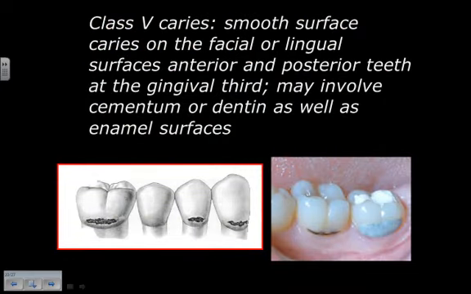Class 5 caries refers to smooth surface caries on the facial and lingual surfaces of anterior and posterior teeth at the gingival third. It may involve the cementum or dentin as well as enamel surface. In fact, we can see Class 5s as being either caries or eroded areas, notching of the tooth. But let's look at the Class 5 carious lesion involving the facial surface.